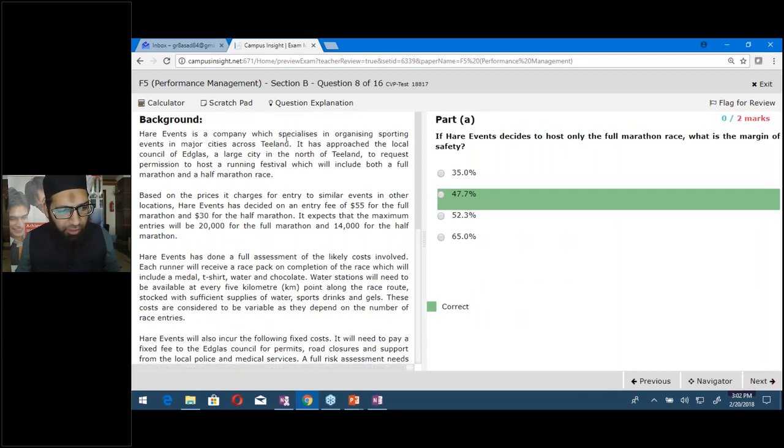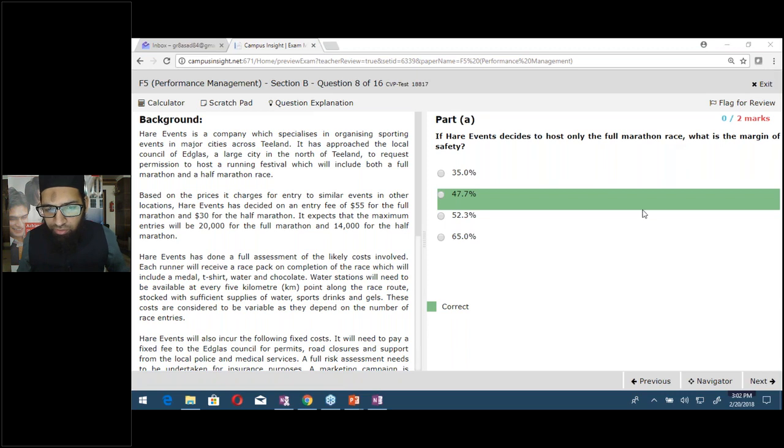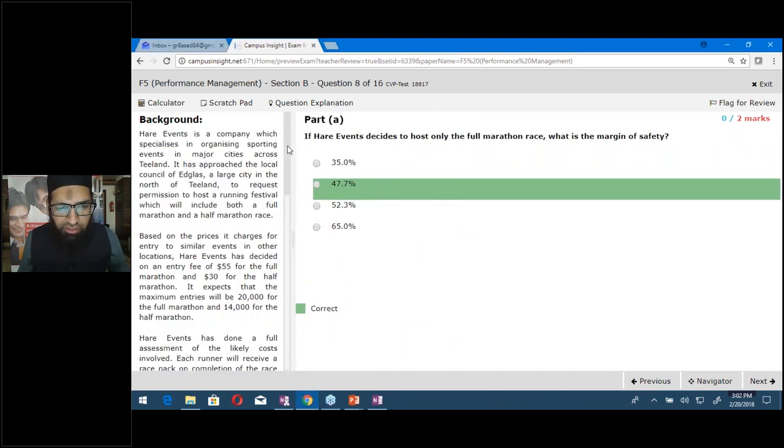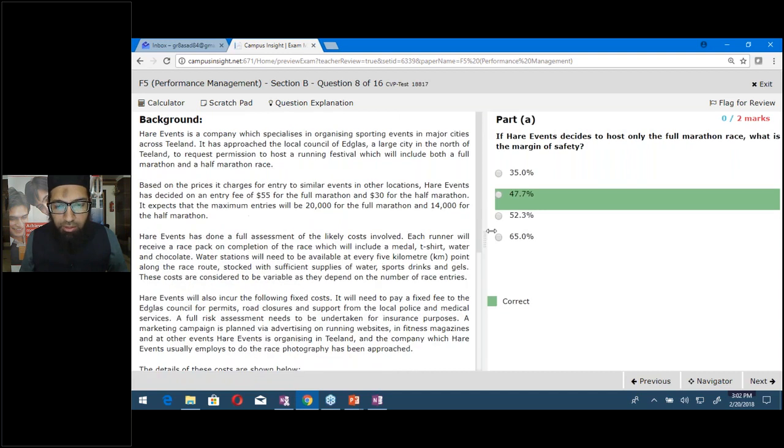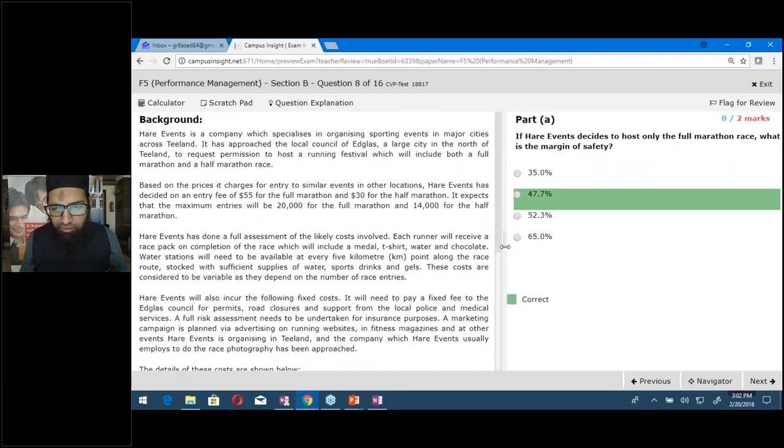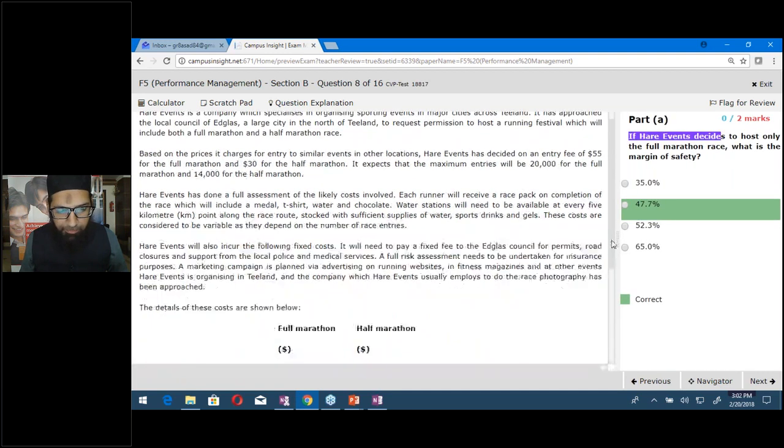This is an OT case. Let's see what the OT case is about. So yes, in this question we have been asked to calculate the margin of safety. So this means that this is a question on break-even point. So as usual, I am extracting the complete data.